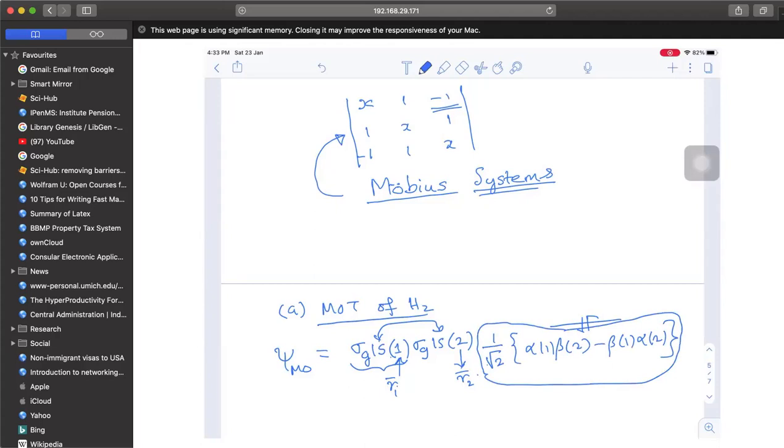So this is the spin part and that is the spatial part. The spatial part, as you know, is symmetric, because if we interchange the electrons 1 and 2, the function doesn't change. And the spin part, if you look at this, if we interchange 1 and 2, what will happen to the spin part?